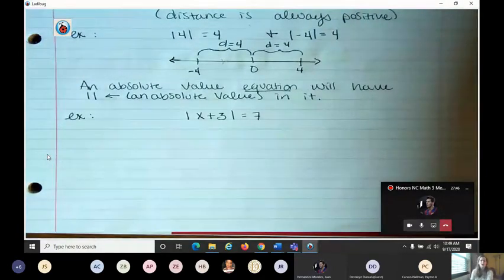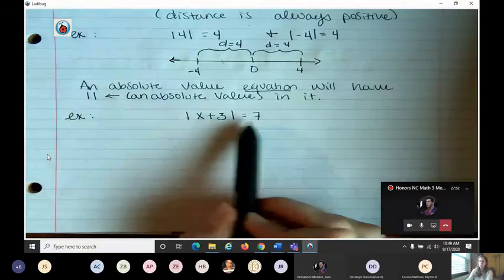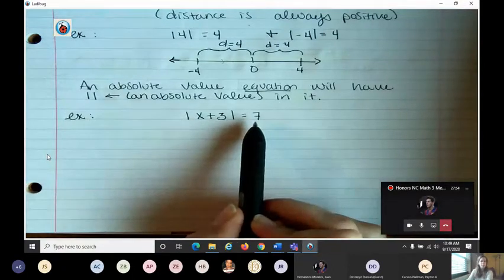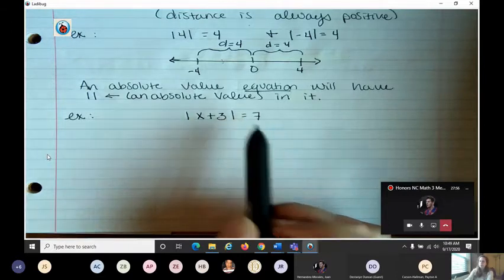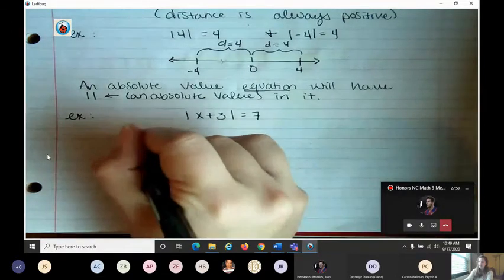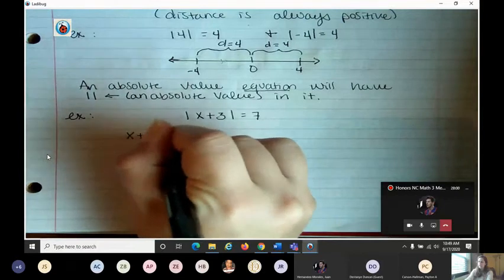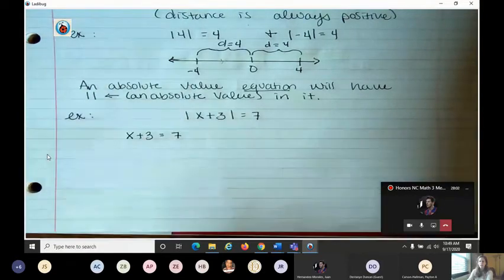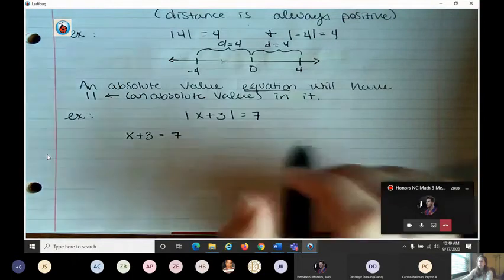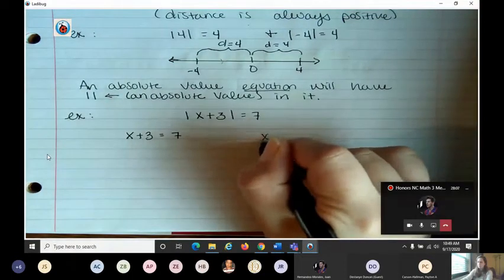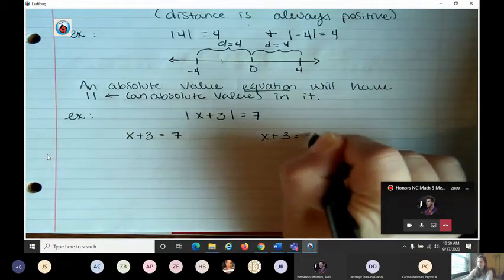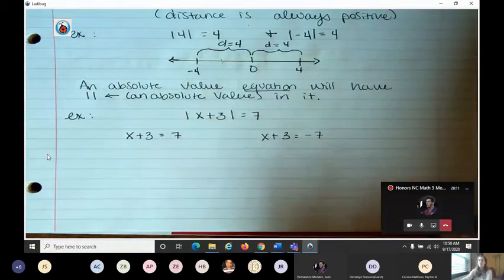All right, so we're going to solve this equation. When we have an absolute value equation, we break it up into 2 pieces. So we're going to have one piece where we have x plus 3 equals positive 7. We're going to have one piece where x plus 3 equals negative 7. So we're taking away our absolute value, okay?